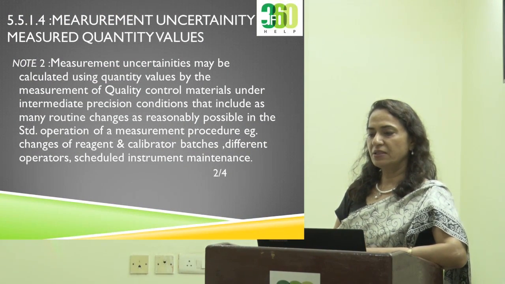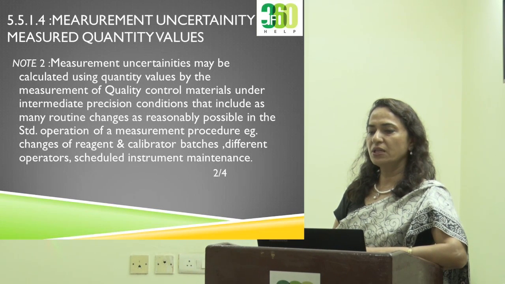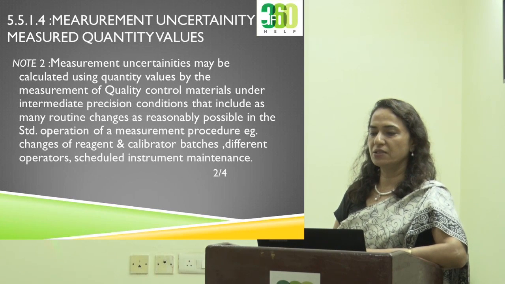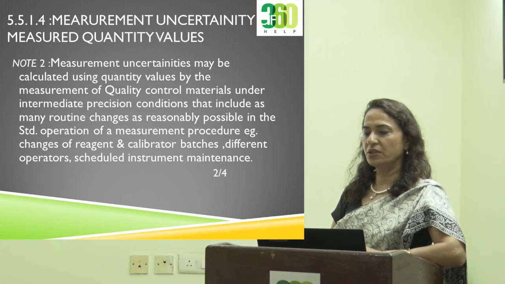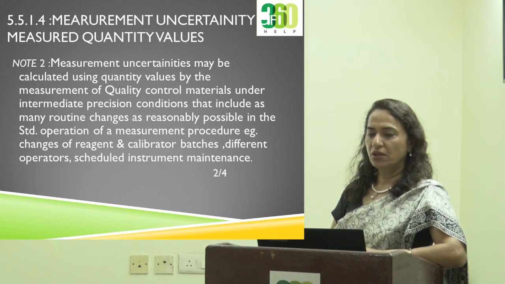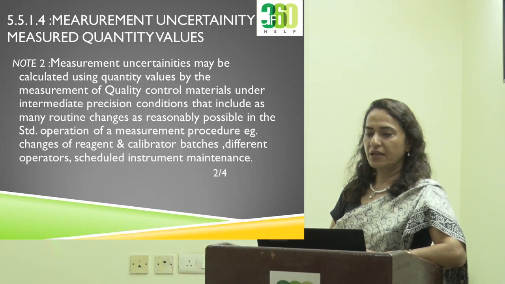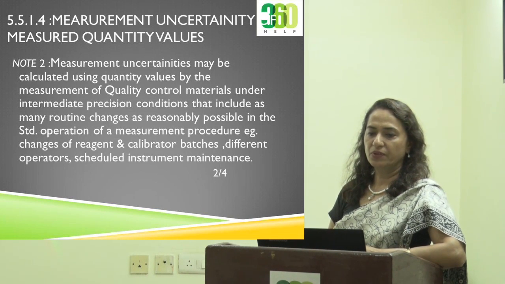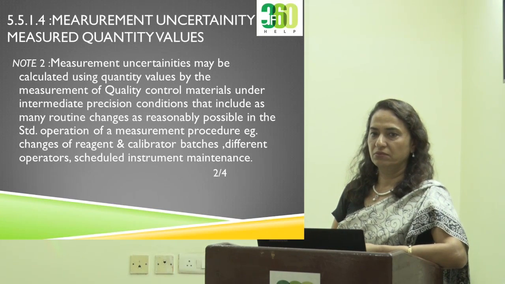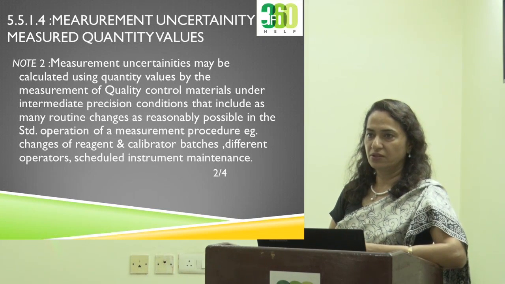Measurement uncertainties may be calculated using quantity values by the measurement of quality control materials under intermediate precision conditions that include as many routine changes as reasonably possible in the standard operation of the measurement procedures. For example, change of reagent, calibrator batch, different operators, scheduled instrument maintenance. So all these factors will affect the result.